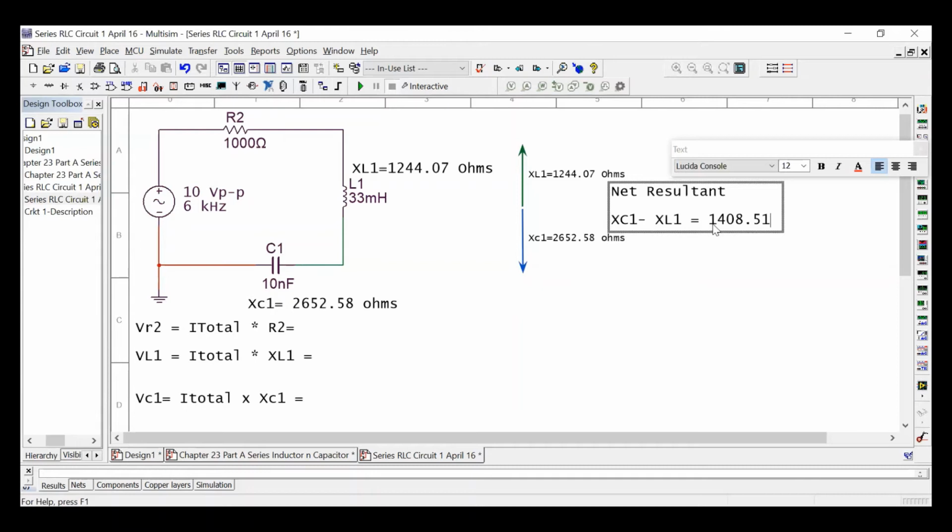So is that going to be capacitive or inductive? That's the question we have to ask. The way to answer that question is you have to look at which reactance is larger. In this case, it's the capacitance. So this is going to be 1408.51, and it's going to be a capacitive circuit.